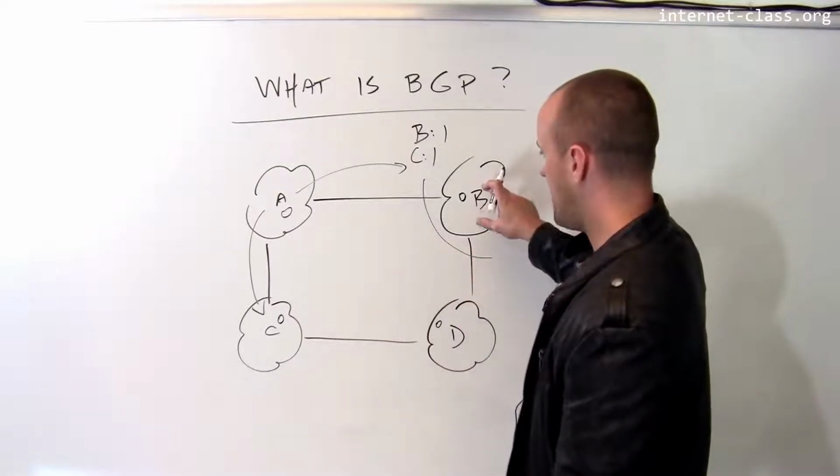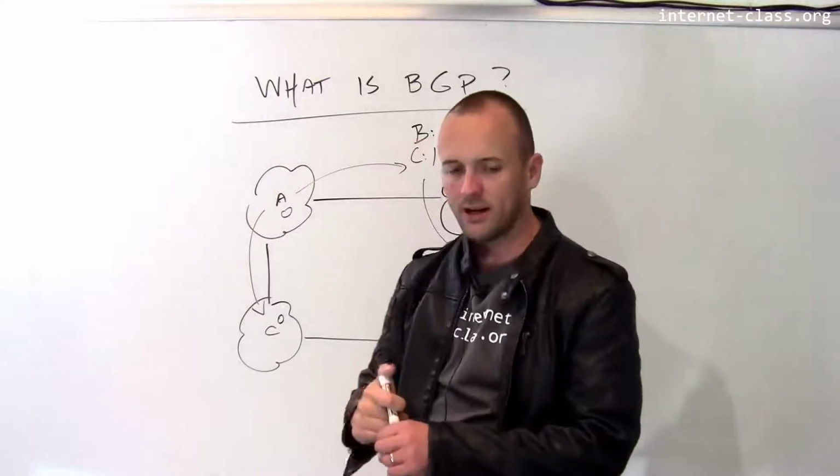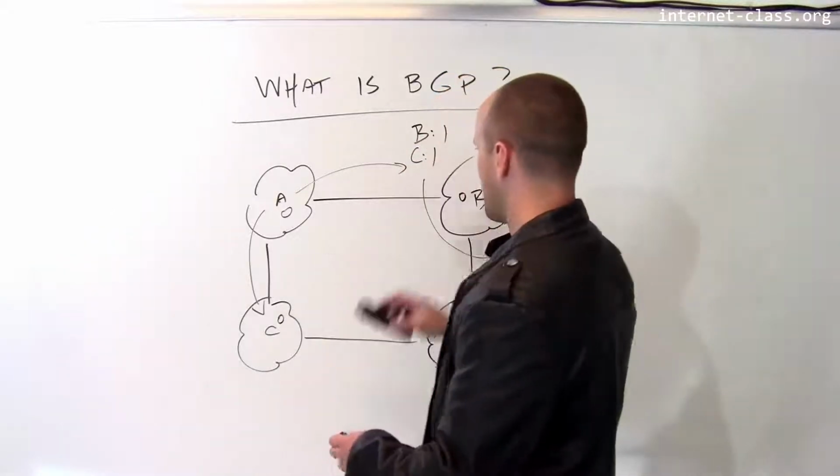Now, once B receives this message, the first thing it says is, well, you know what? I'm directly connected to A, and so that's not interesting to me.